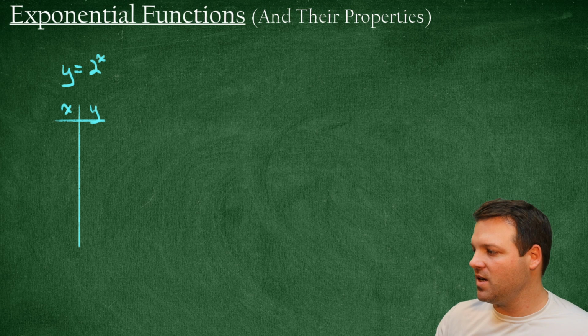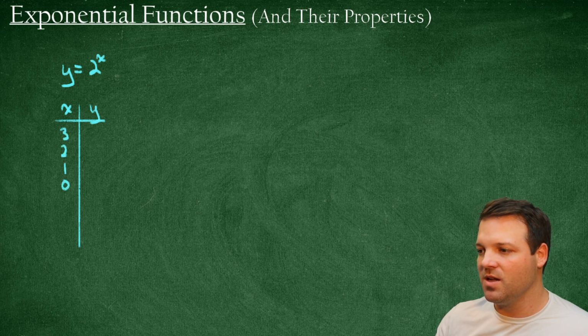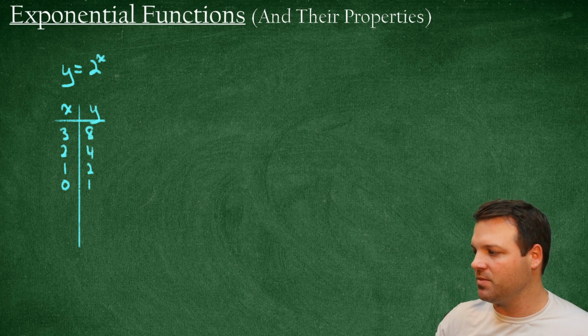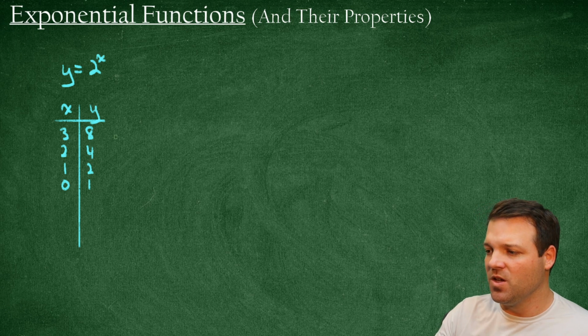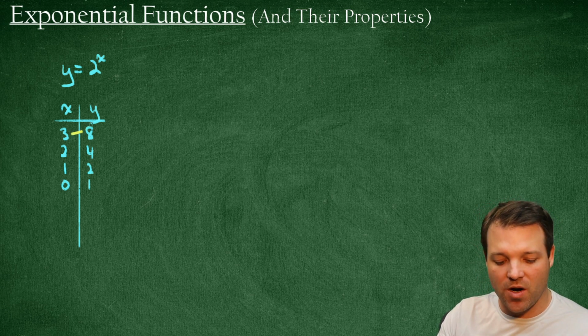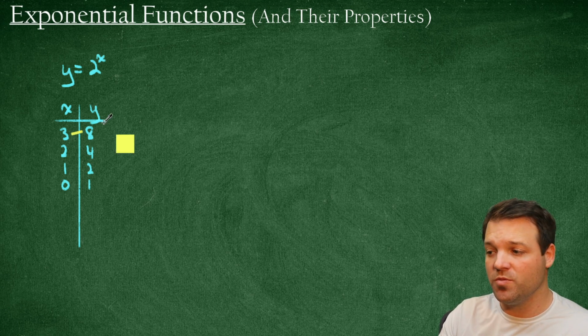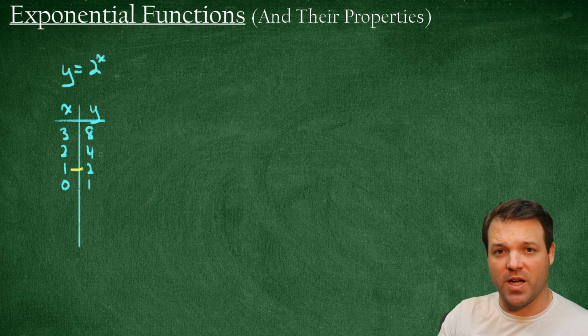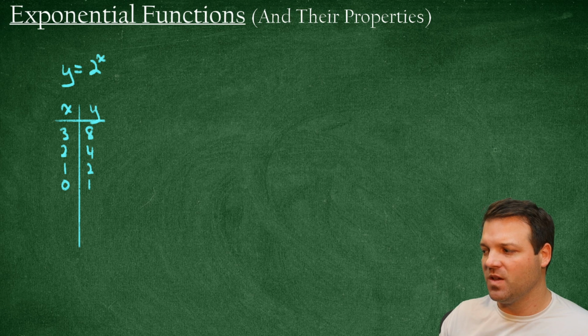So using an x and y table, if I plug in the values of 3, 2, 1, and 0, then what do I end up getting? Well, of course, if I plug in 3, that's 2 to the third power, right? And 2 cubed is 8. 2 squared is 4. 2 to the first power is 2. And anything to the 0 power is 1. Okay, so we could plot those, but we're going to continue on with our xy table.